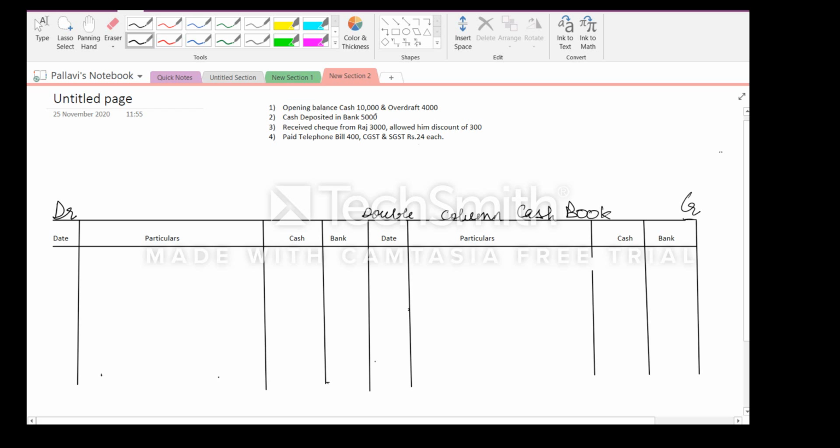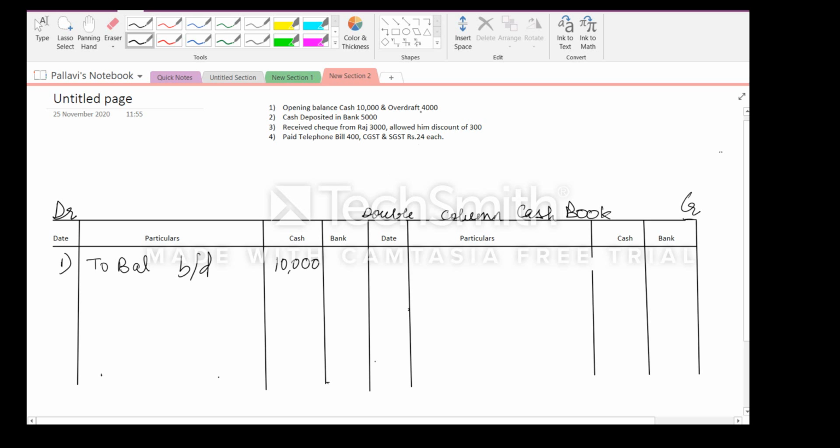entry, it says opening cash balance is 10,000. So cash balance, opening cash balance is always debit balance. So date, I'm just going to write the serial number here. So it will be to balance brought down. We are going to write this 10,000 over here.